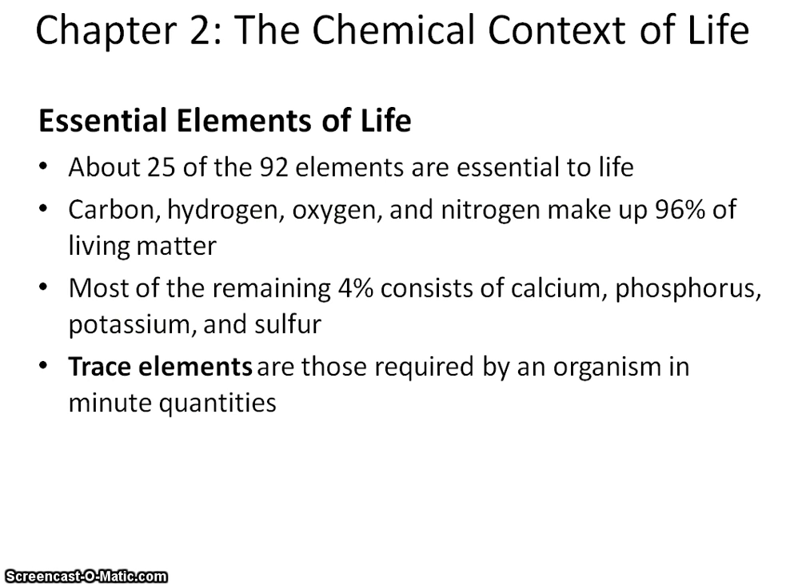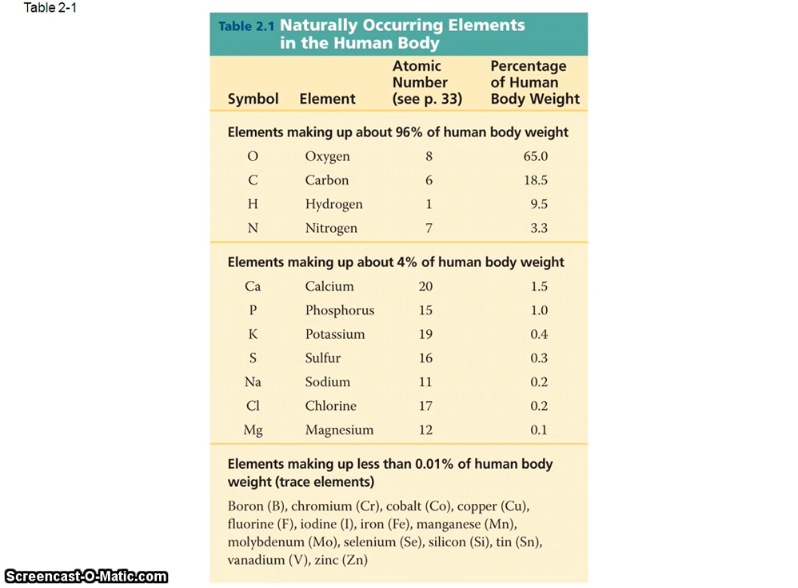And there are other elements which we call trace elements that are still required, but required in very, very small quantities. For example, if you look at this table, other elements like chlorine and magnesium make up very, very small percentages of the human body weight, where our most important elements like oxygen, carbon, hydrogen, and nitrogen make up the majority of our human body weight.